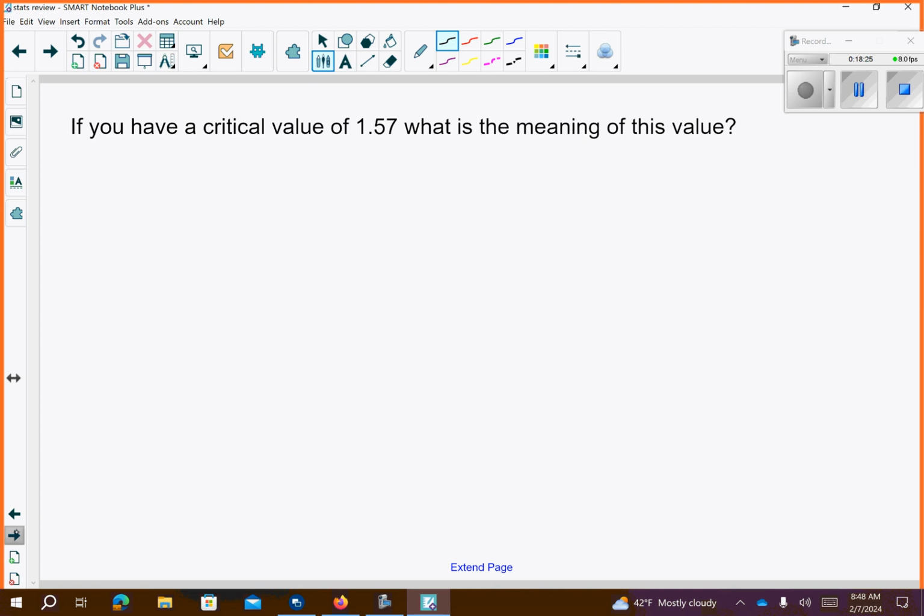If I had a critical value of 1.57, what is the meaning of this? Basically, it's the difference between the point estimate and the highest value in the interval. Technically, it's the highest and lowest, but if you only have one direction, it's the highest. So if we knew we had like 40, it'd be 40 plus 1.57, and 40 minus 1.57, is basically what it is.